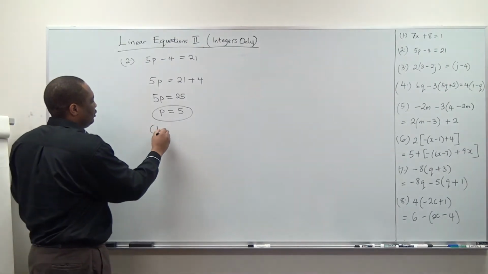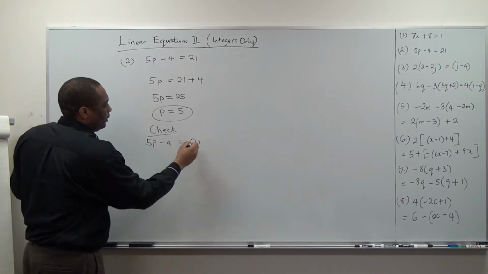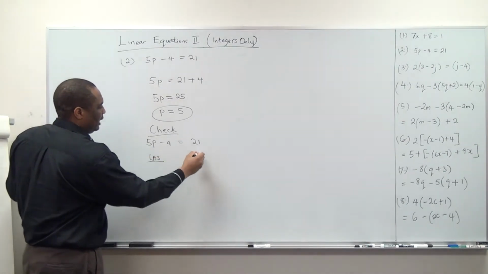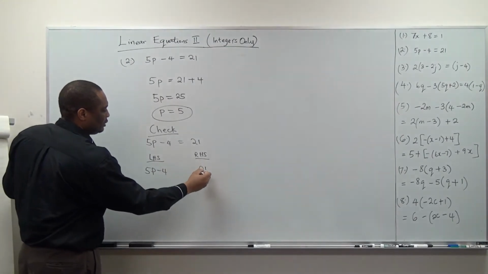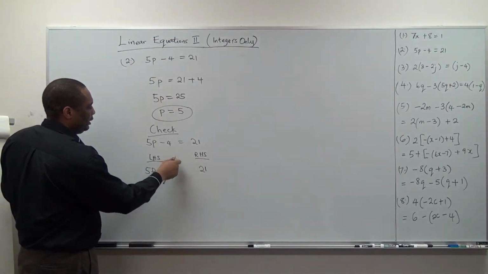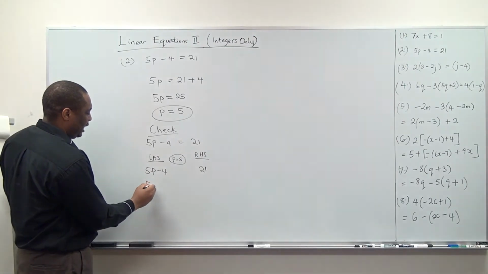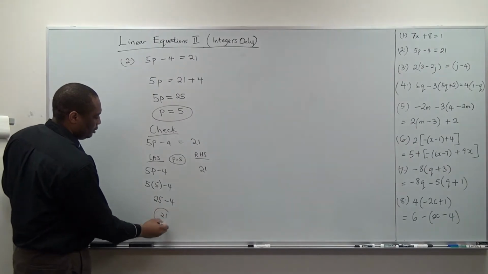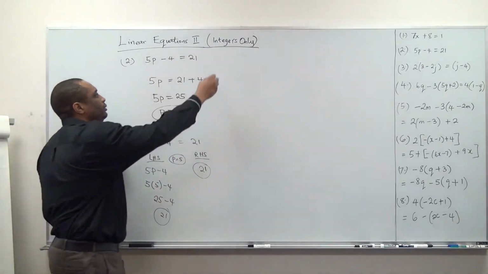Then the next thing is for you to check. In checking, we write the main problem. After writing the main problem, we write the left-hand side, the right-hand side. Left-hand side is 5p minus 4. Right-hand side is 21. And we are checking for p to be equal to 5. So we now substitute. Wherever we see p, we put 5. 5 times 5 minus 4, which is 25 minus 4, which is 21. 21 on the left-hand side, 21 on the right-hand side. We are good.